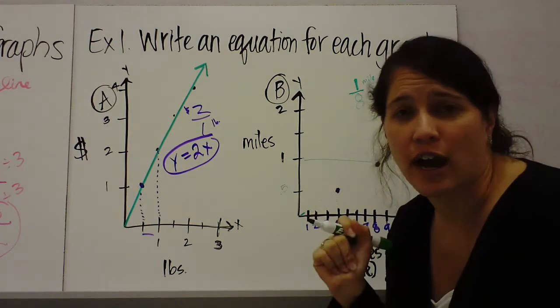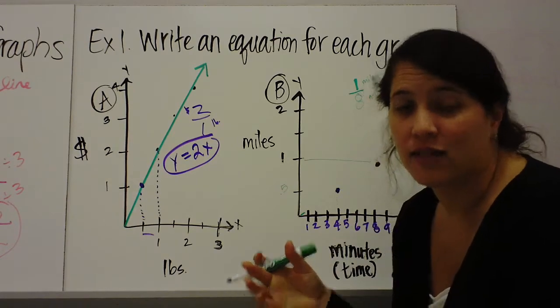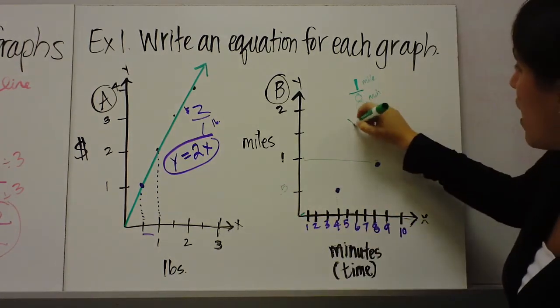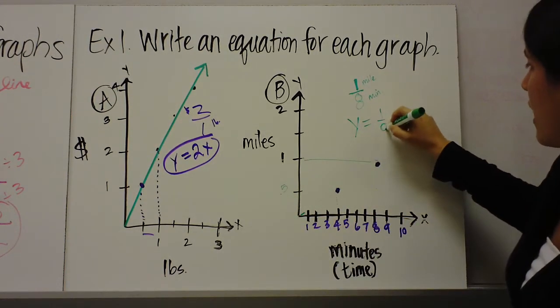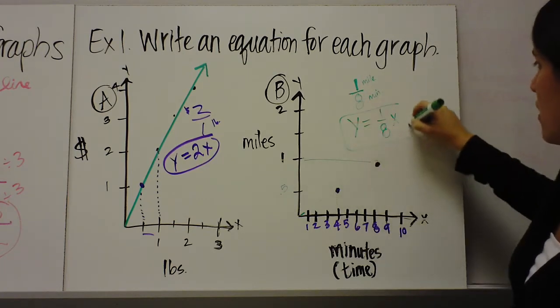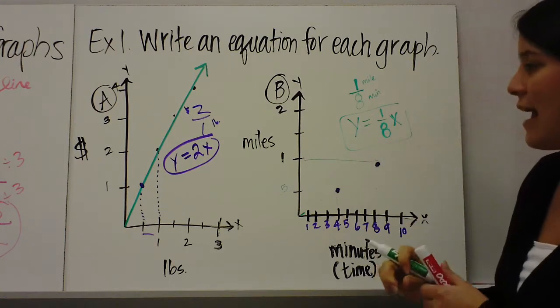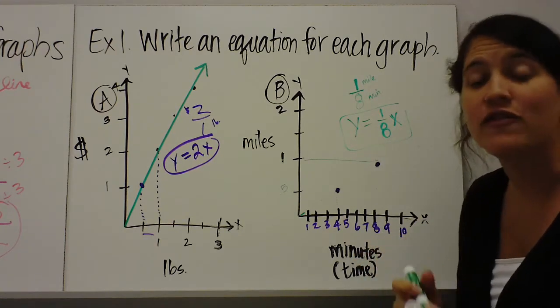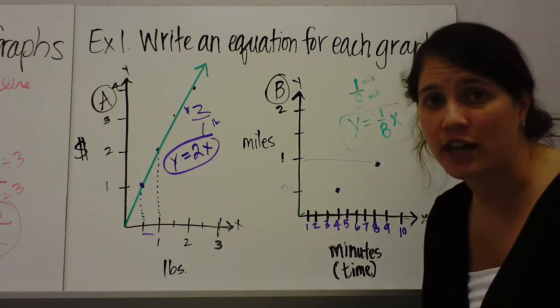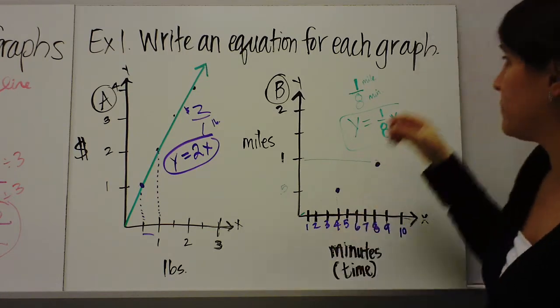Can we reduce 1 over 8? No, 1/8. So we put it into our equation, we get y equals 1/8 x. And that is your equation: y equals 1/8 x. So again, you're finding your slope, rise over run, and you're putting it into an equation.